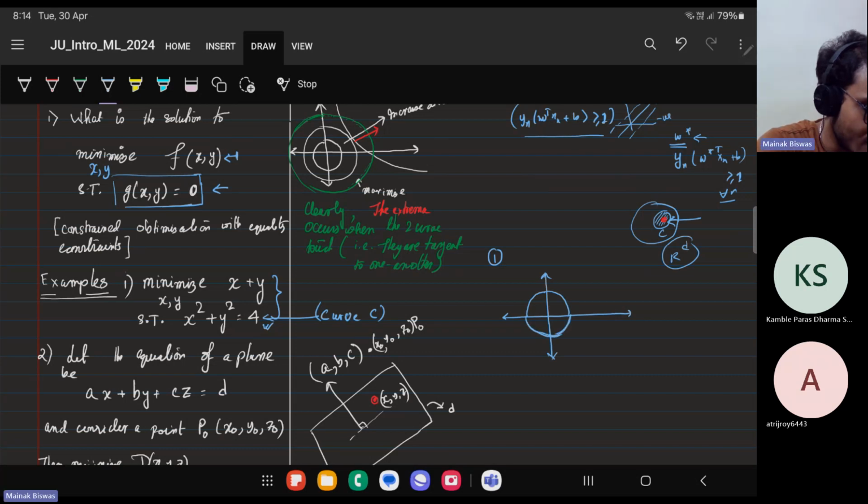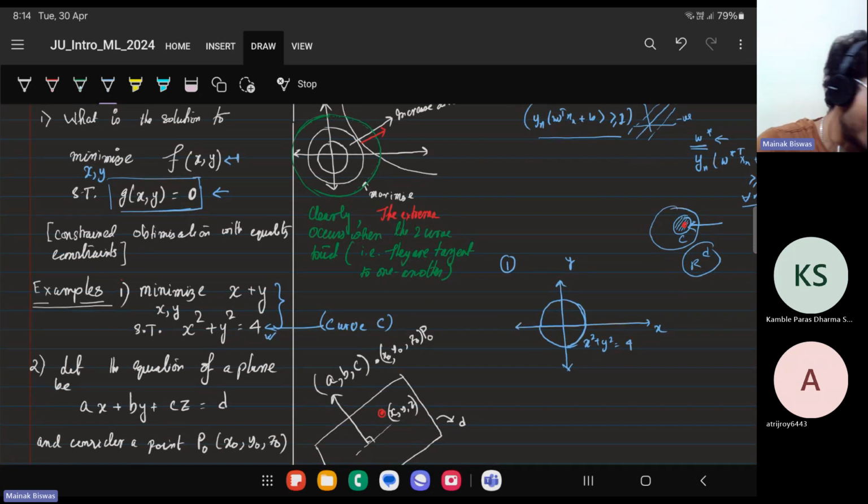This is the constraint that you have. This is your constraint curve. This is x squared plus y squared equal to 4. And now you are told to maximize the value of x plus y. For this problem, it's pretty straightforward, but let's see how to do this in a more general form.